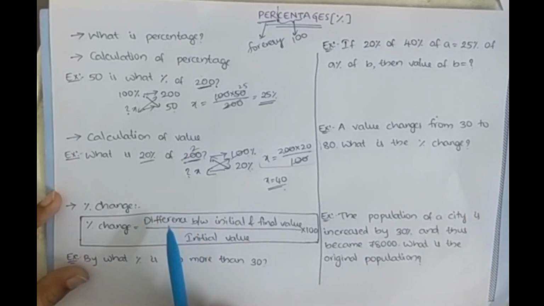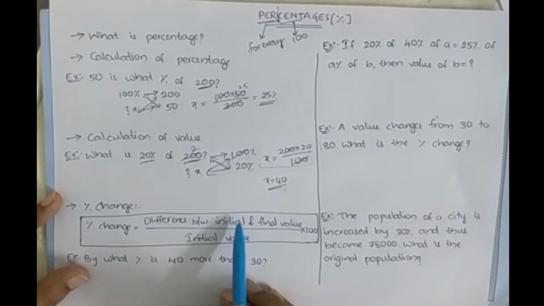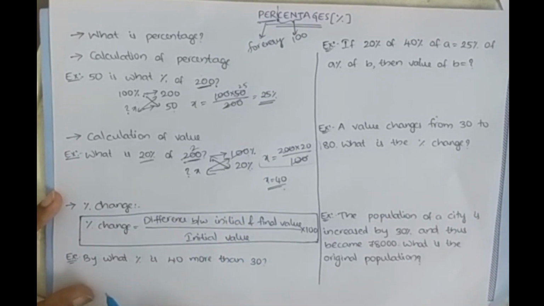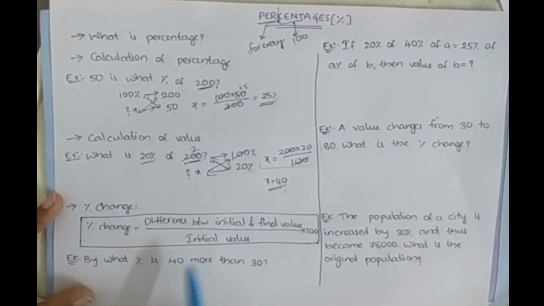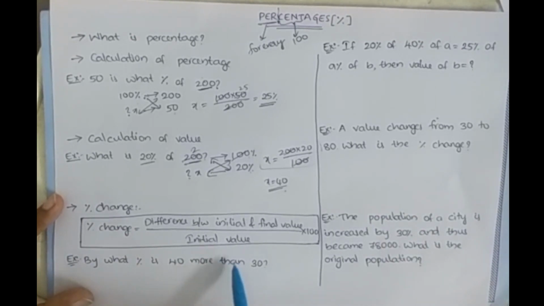For that the formula is: difference between the initial and final values, divided by the initial value, into 100. So let us understand it with the help of an example. That is, by what percentage is 40 more than 30 is our problem. Here you need to find out what is the initial value and what is the final value. If you clearly observe, by what percentage is 40 more than 30.